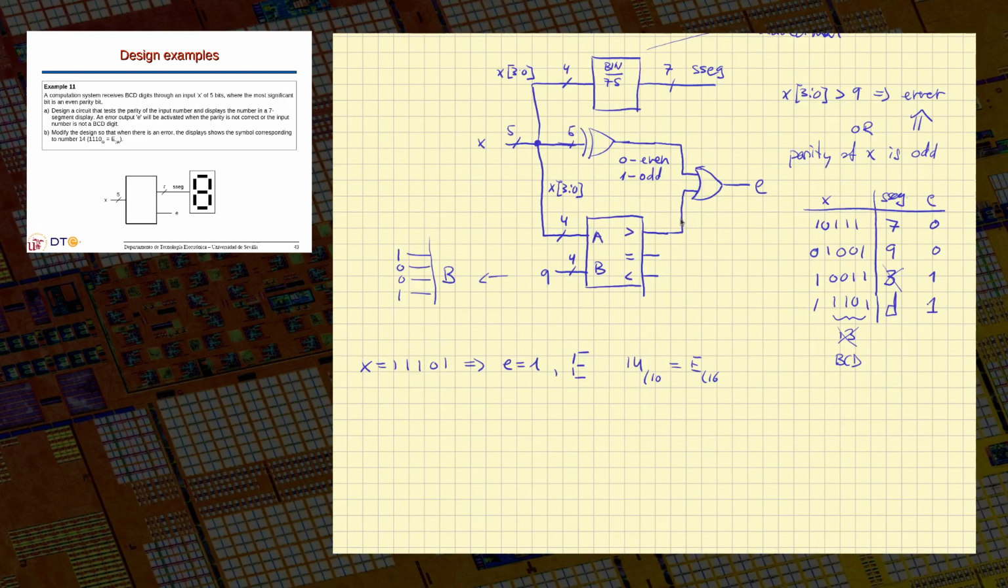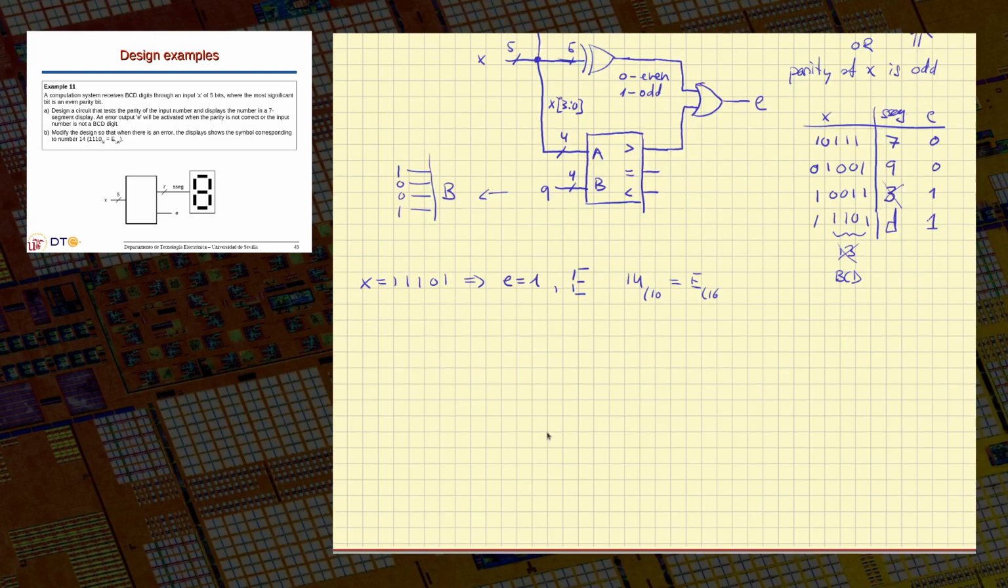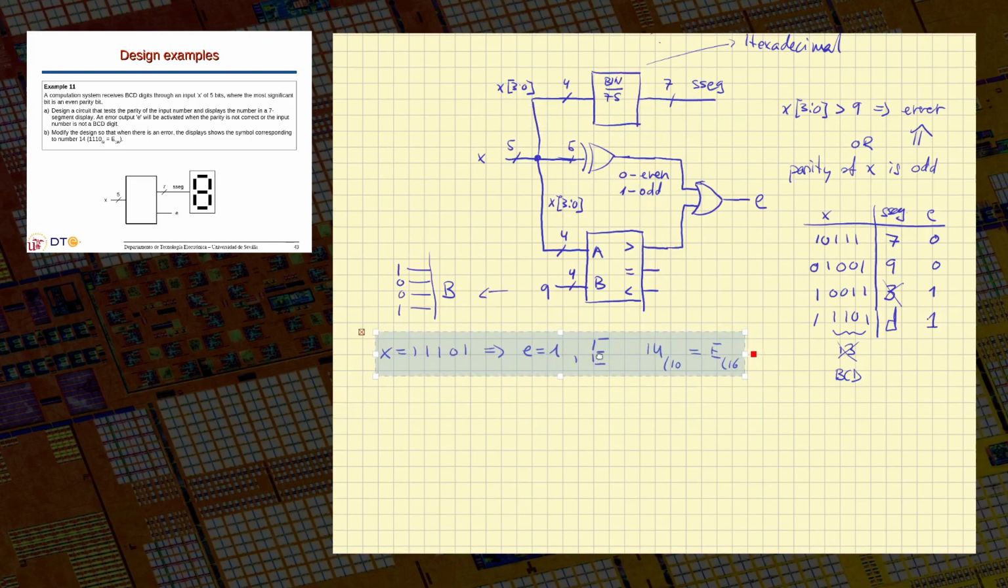So the basic idea is now, if we repeat our reasoning that we did before, regarding the 7-segment output, what we have to do now is that if the BCD part of my input is greater than 9, then what we do is that we display, or we convert, number 14, which represents the E.